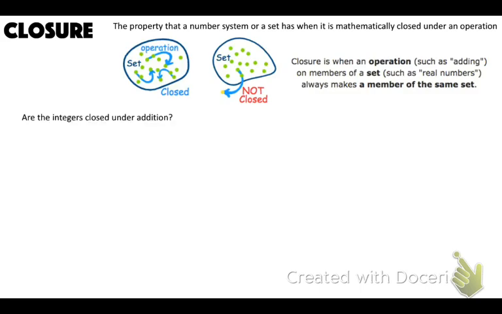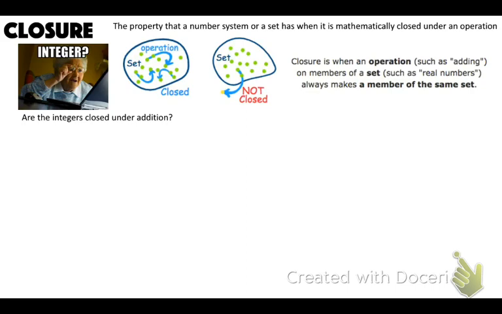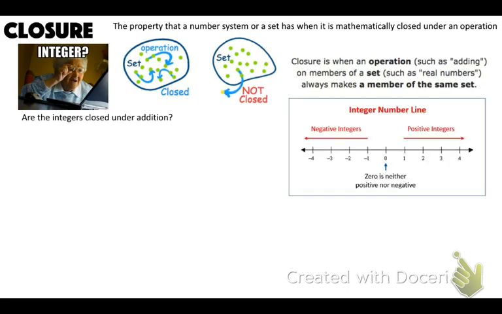Okay, let's go through an example. Are the integers closed under addition? What the heck is an integer? Okay, an integer is just a whole number, positive or negative. So 0, 1, 2, 3, 4, 5, 6, 7, 8, 9, 10, all the way up to infinity and down to infinity. Those are the integers, okay? We want to know if they're closed under addition. So basically what that is asking is if we add two integers together, will we always get another integer?